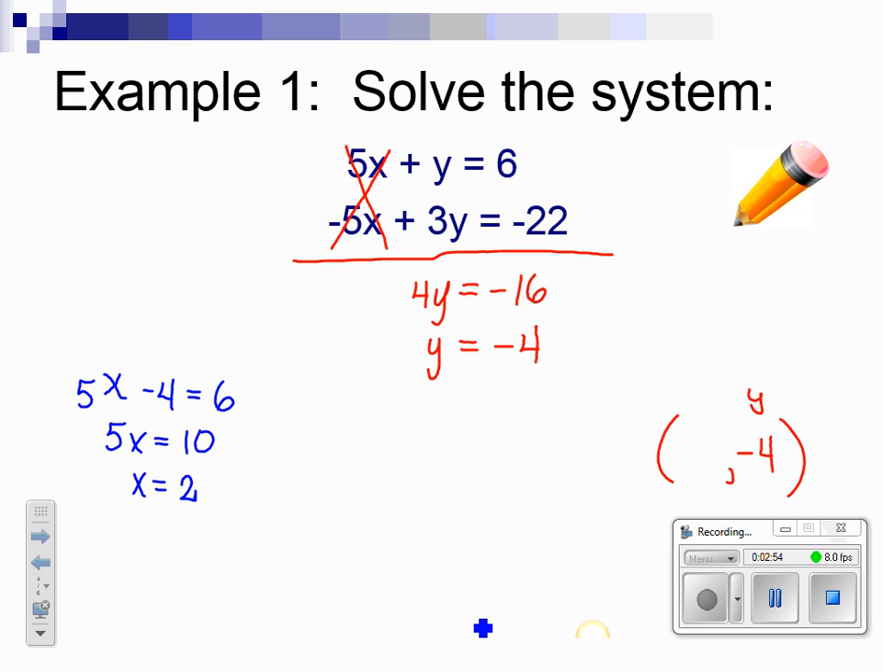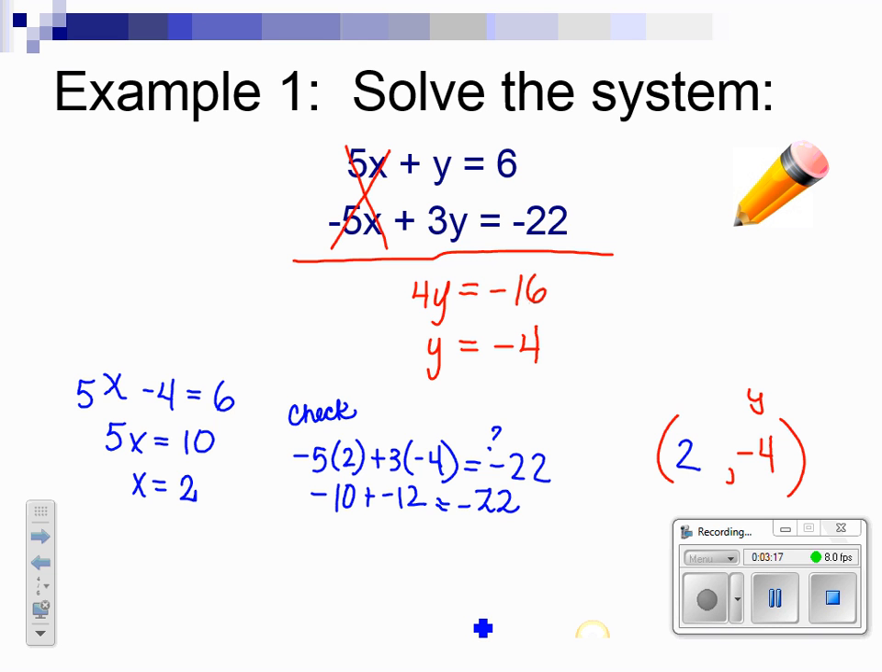So we're going to see if that really works, because 2 works for the top one. Let's make sure 2, negative 4 works for the bottom equation. So I need to check it in the bottom equation. So negative 5 times 2 plus 3 times negative 4, does that equal negative 22? So negative 10 plus negative 12, does that equal negative 22? And I would say yes, negative 22 equals negative 22, so that does check.